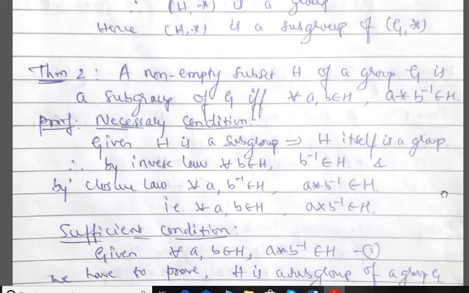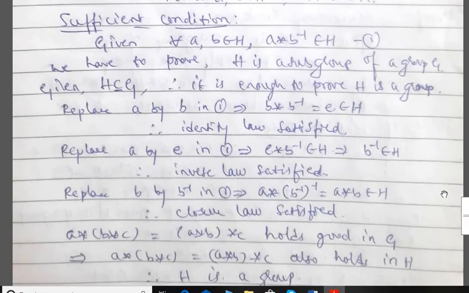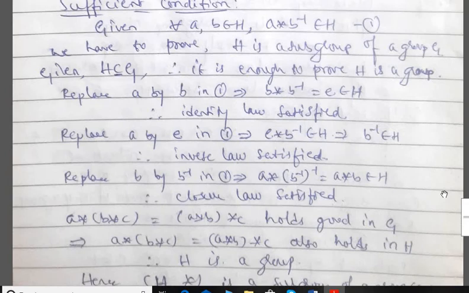The next thing is the sufficient condition. It is given that for all A, B belongs to H, A star B inverse belongs to H. That is the data. Using this condition, we have to show that H is a subgroup of the group G. It is given that H is a subset of G, so it is enough to prove that H is a group. That means we have to show that H satisfies all four laws: closure, associative, inverse and identity.